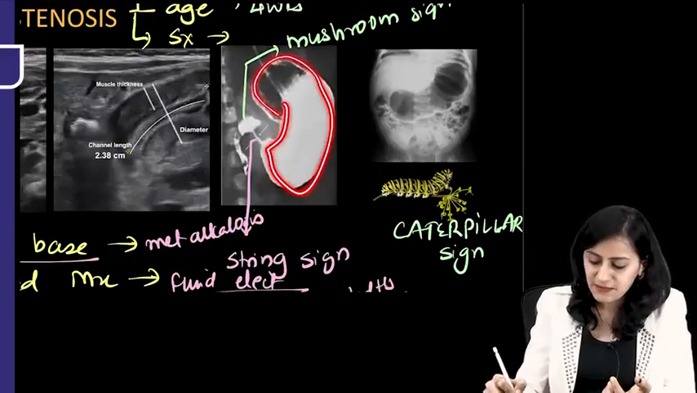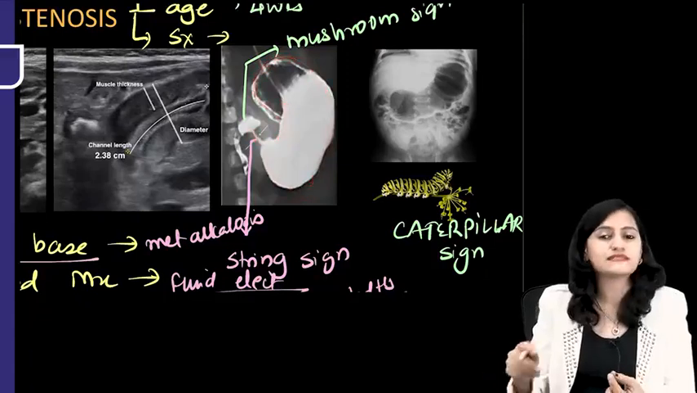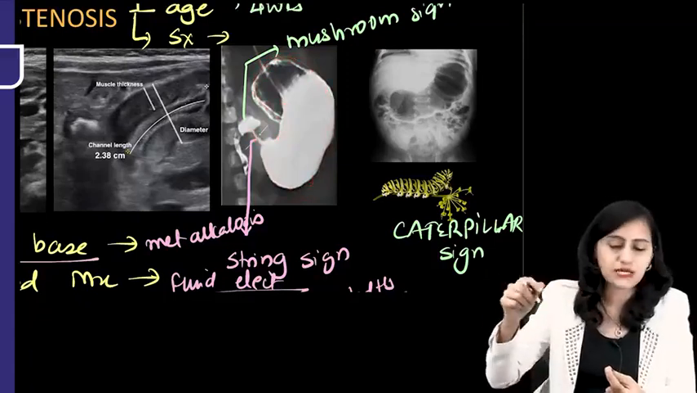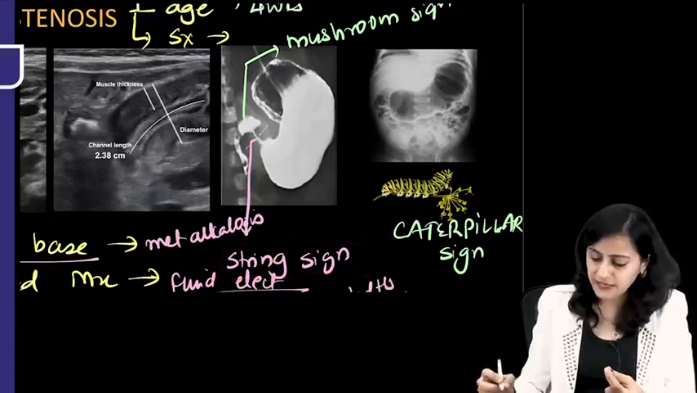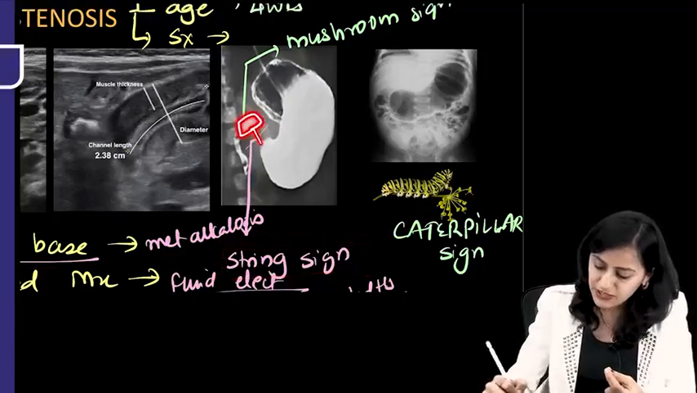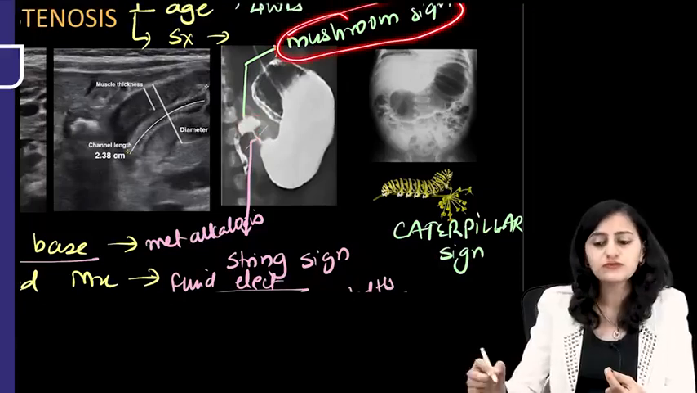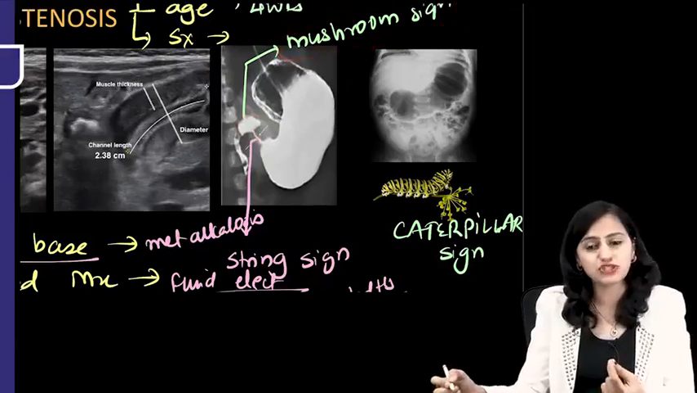What do you see in barium meal? The distended stomach with the narrow pylorus. Anywhere narrowing is like a string. So this is called the string sign. This pylorus going into the duodenum looks like a mushroom. So the other sign we have is the mushroom sign.